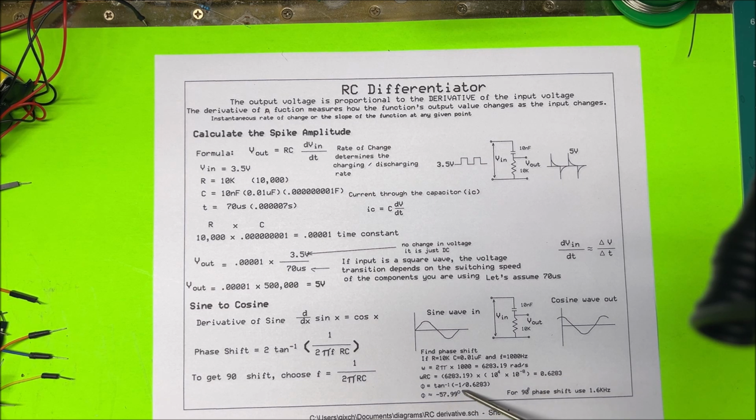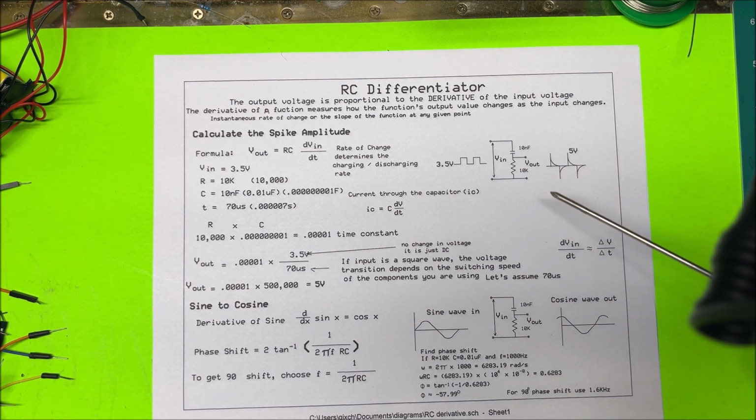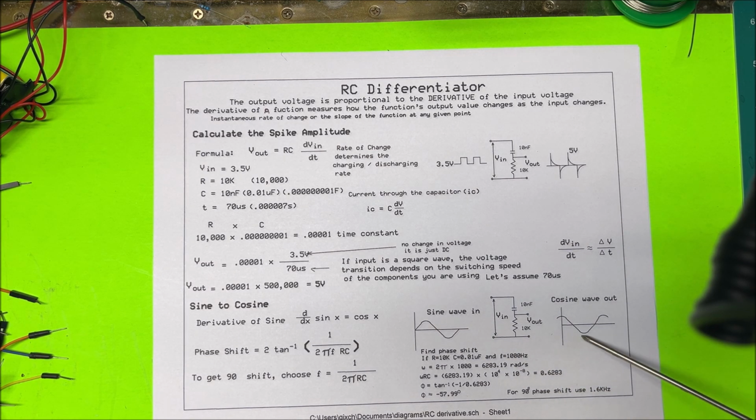So this will lag this one by 58 degrees. Now, if we wanted 90 degrees, we could up the frequency to 1.6 kilohertz, okay? So we're going to determine the peak here with a square wave, and then we're going to take a sine wave and turn it into a cosine here.